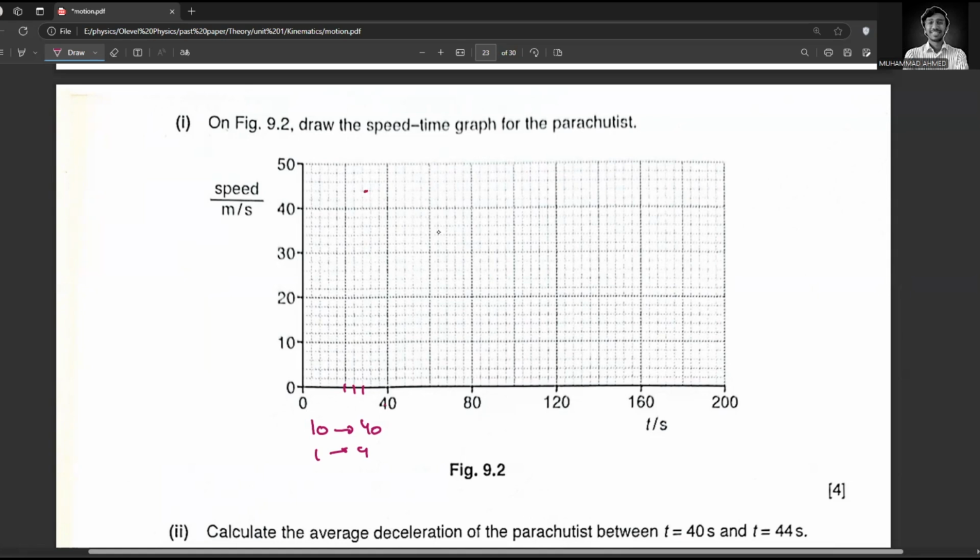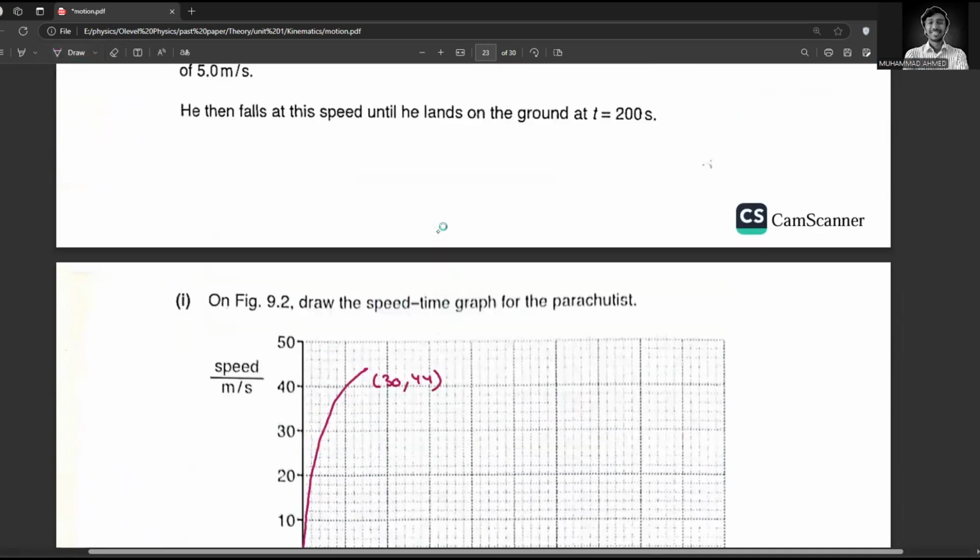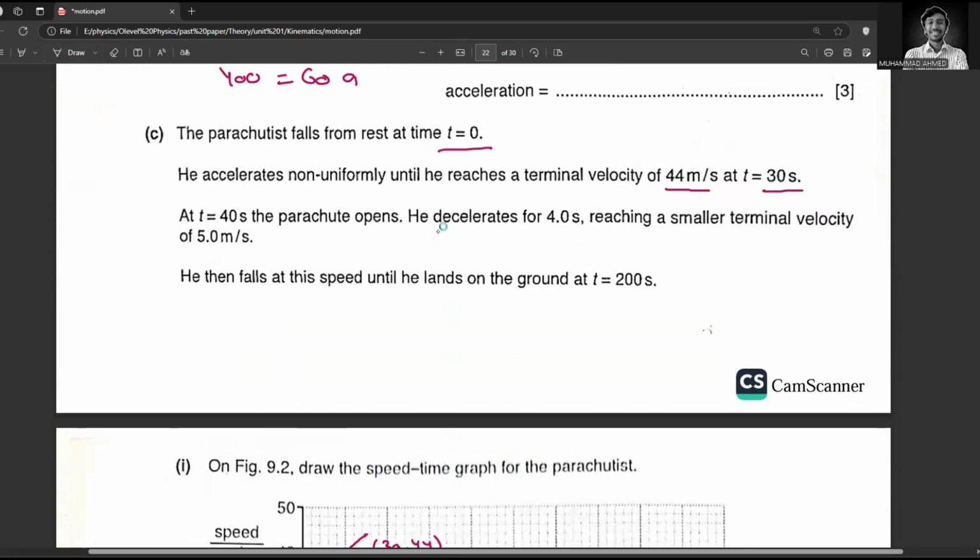This point is x-axis 30 and y-axis 44. Okay. So you will have a decreasing curve like this. Why a decreasing curve, you might ask? Because whenever you are falling in air and you reach a terminal velocity, your acceleration continuously decreases. Okay, he accelerates non-uniformly.